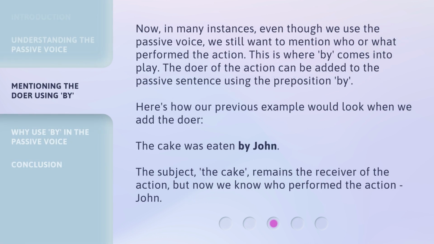Now, in many instances, even though we use the passive voice, we still want to mention who or what performed the action. This is where by comes into play. The doer of the action can be added to the passive sentence using the preposition by. Here's how our previous example would look when we add the doer. The cake was eaten by John. The subject, the cake, remains the receiver of the action, but now we know who performed the action: John.